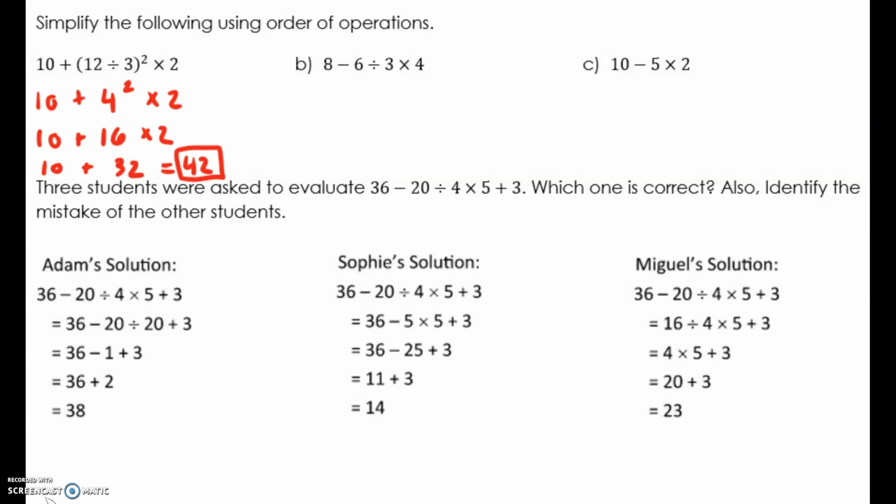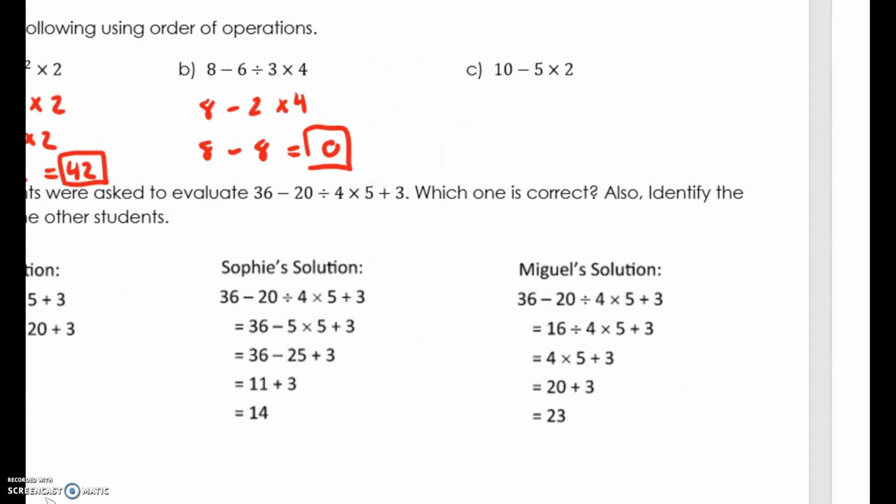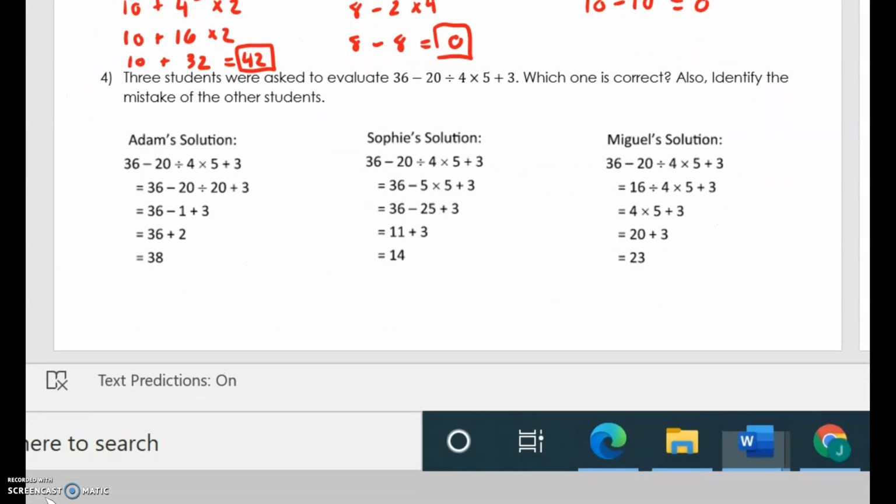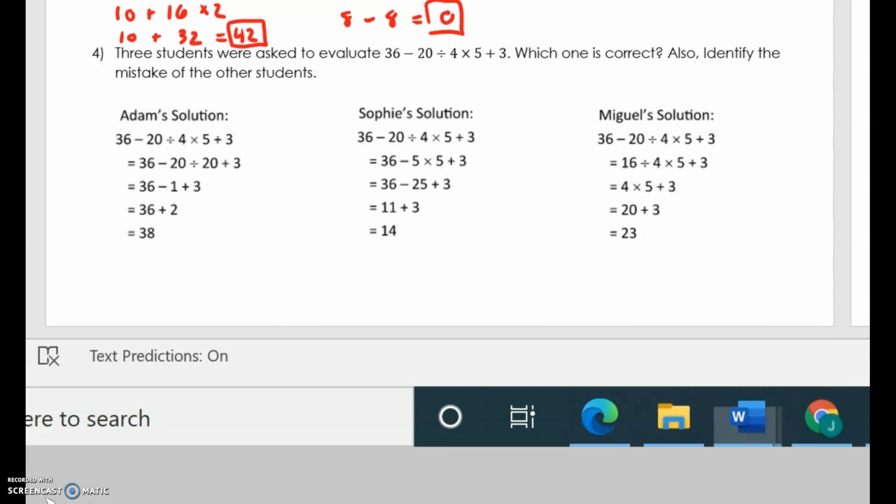Letter B. 6 divided by 3 comes first. So I have 2 times 4. Still have my 8 in front. 2 times 4 is 8. 8 minus 8, 0. Okay, letter C. 5 times 2 is 10. 10 minus 10 is 0. All right, once again, I'm going pretty quick through this. If you need me to slow down, then just stop the video, pause it as needed.